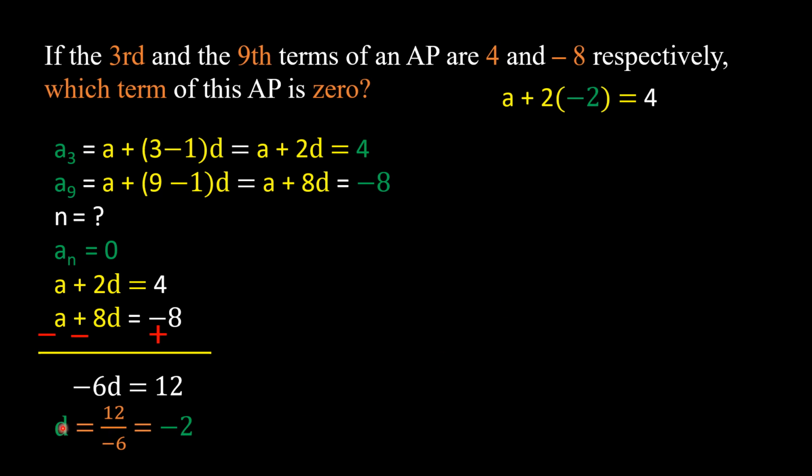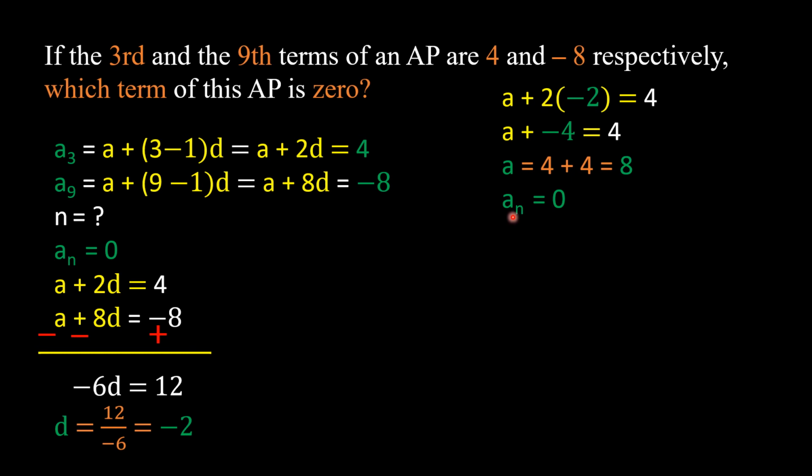Now we will substitute the value of d equals minus 2 in the first equation. So we will replace this d by minus 2 and write a plus 2 multiplied by minus 2 equals 4, which will be a plus minus 4 equals 4, which will be a equals 4 plus 4, that is 8. So we got a equals 8 and d equals minus 2. Now by using the values of a and d, we will find the value of n.